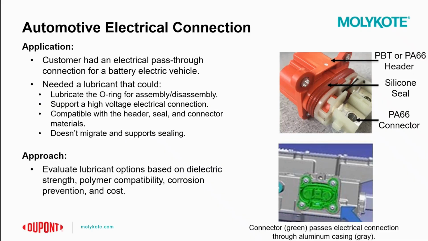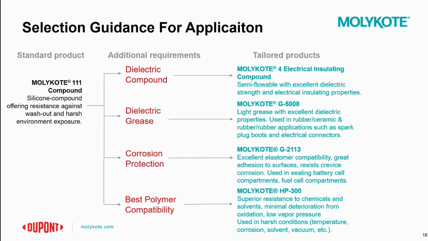And lastly, the customer wanted a product that would not migrate and support sealing in an environment seen through the life of an automobile. So knowing these were the performance metrics the customer was looking for, our approach was to evaluate several lubricant options based on properties pertaining to these requirements: dielectric strength, polymer compatibility, corrosion protection, water washout, and inevitably cost. So on this slide is a breakdown of several candidates for such an application.